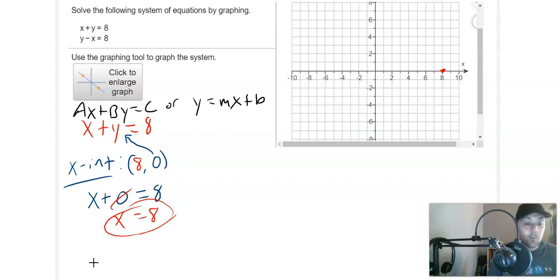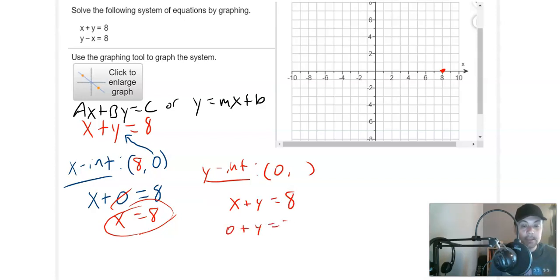Okay, now for the y-intercept, we're going to do the same thing, except reversed. Right? We're going to plug in 0 for x, and then let the equation tell us what y is equal to. So I'll take my equation, x plus y is equal to 8, plug in 0 for x, that just goes away, and we get y is equal to 8. Again, you can kind of see that happening mentally, right? When you plug in 0 for x, that term goes away, you get y is equal to 8.